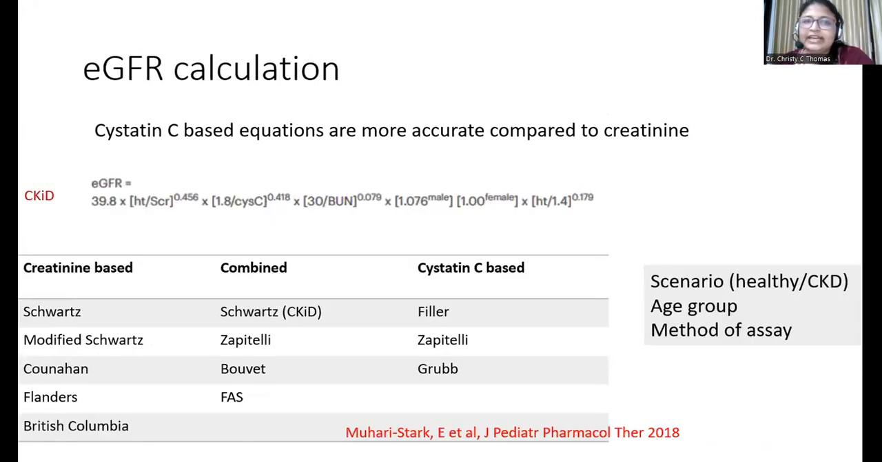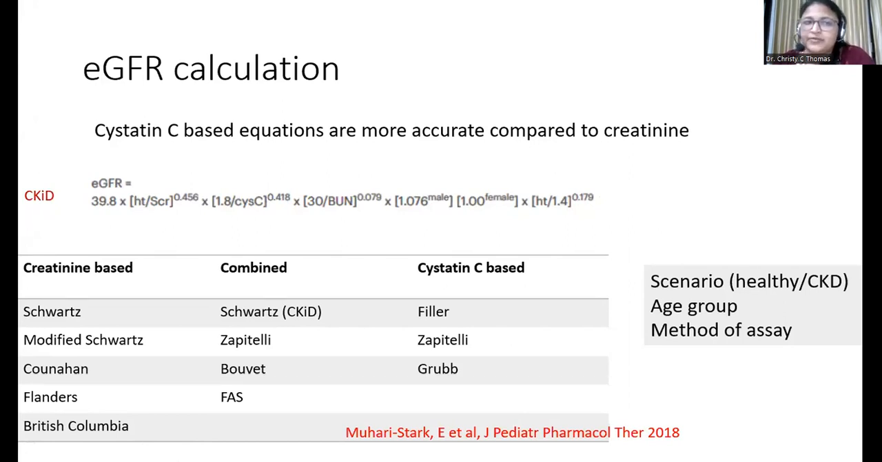So other than the creatinine-based formula, we have many other formulas, which may be based on cystatin C, or other methods, other formulas using creatinine alone, or a combined formula using both creatinine and cystatin C. It's one of the important formulas, also called the CKiD eGFR formula, where we use both the cystatin C and creatinine.